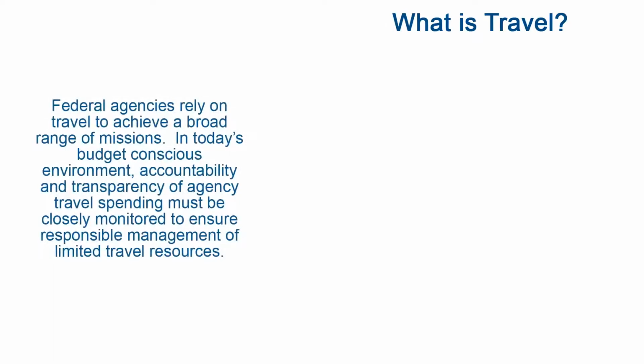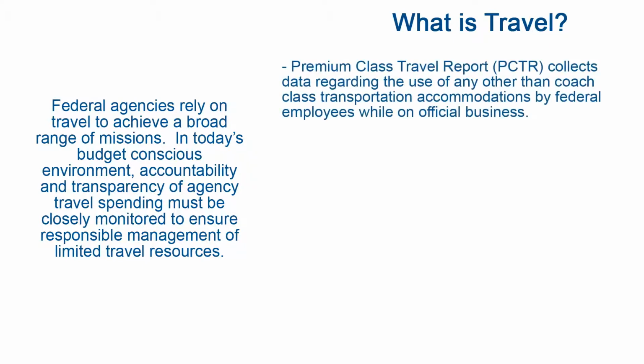Federal agencies rely on travel to achieve a broad range of missions. In today's budget-conscious environment, accountability and transparency of agency travel spending must be closely monitored to ensure responsible management of limited travel resources. In order to collect the required travel-related data from agencies government-wide, GSA utilizes the following electronic data collection tools. Premium Class Travel Report, or PCTR, collects data regarding the use of anything other than coach class transportation accommodations by federal employees while on official business.